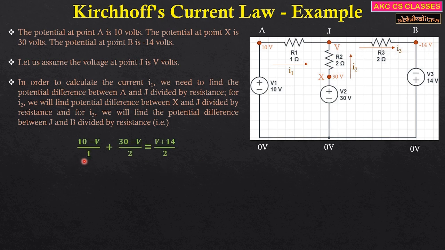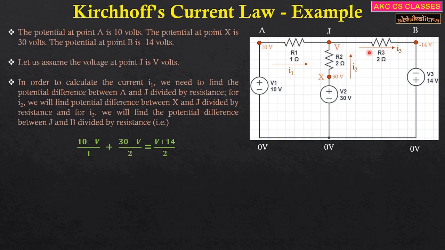So see, in this particular expression I have done the same thing. For A to J, this is 10 minus V divided by 1, which is the resistance. Between X to J, this is 30 minus V divided by 2, which is the resistance.